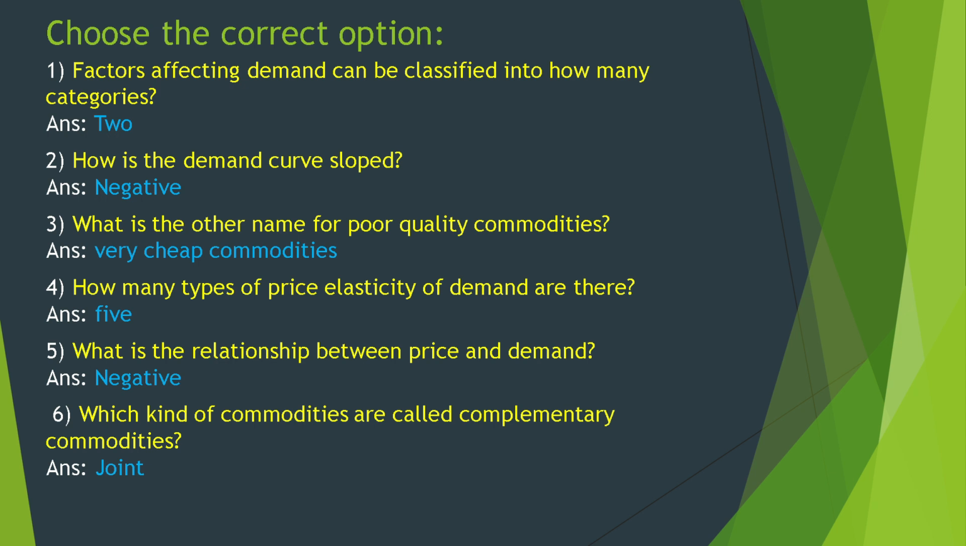Choose the correct options. Factors affecting demand can be classified into how many categories? 2. How is the demand curve sloped? Negative. What is the other name for poor quality commodities? Very cheap commodities. How many types of price elasticity of demand are there? 5. What is the relationship between price and demand? Negative.